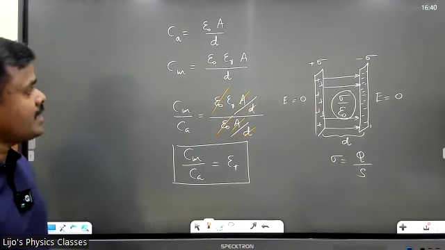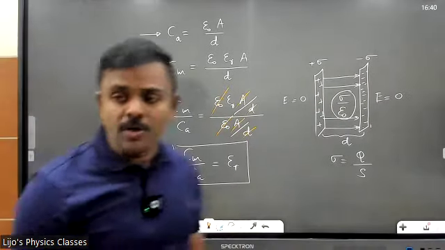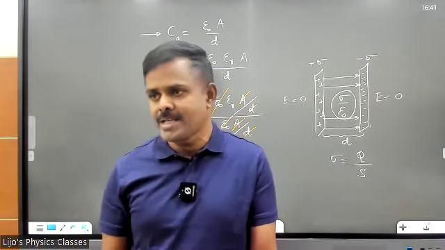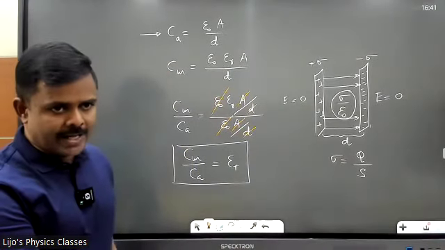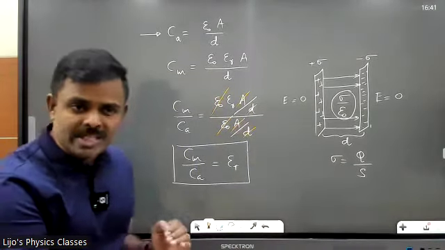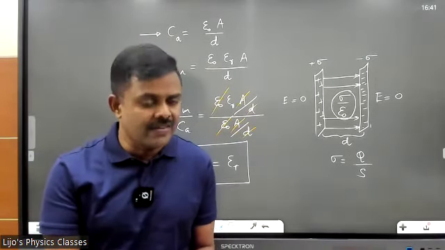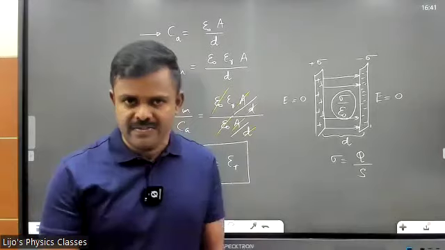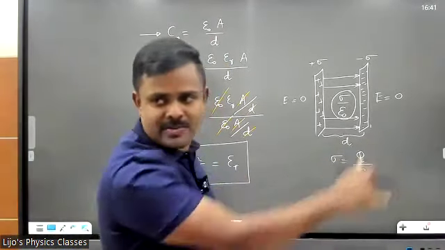All right. And the capacitance equation. What is the capacitance equation? Epsilon 0 A divided by D. Capacitance of a parallel plate capacitor is epsilon 0 A by D. Epsilon 0 is called permittivity of free space. It's a constant, 8.85 into 10 to the power minus 12. A is the plate area and D is the separation between the plates.